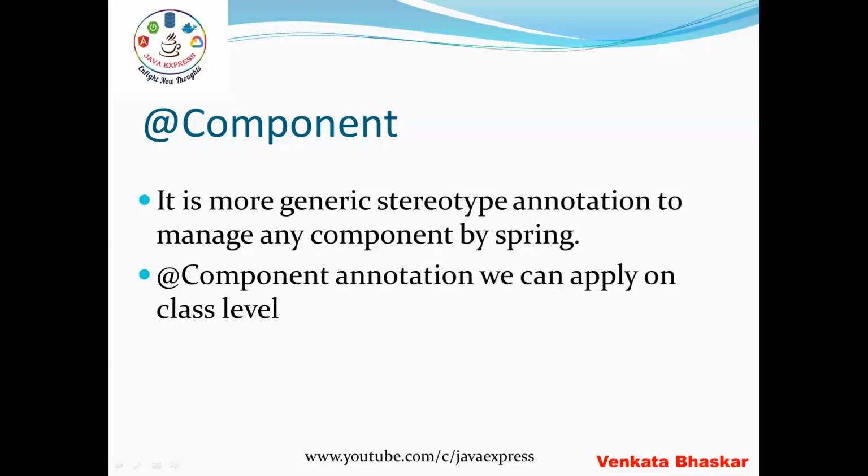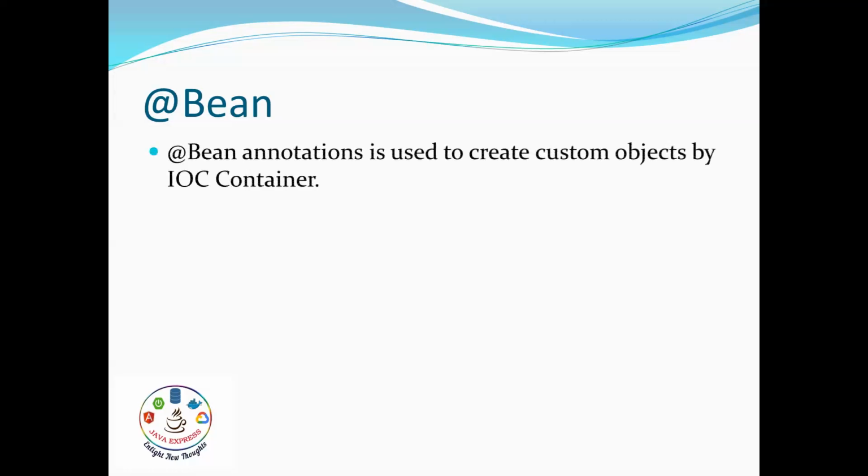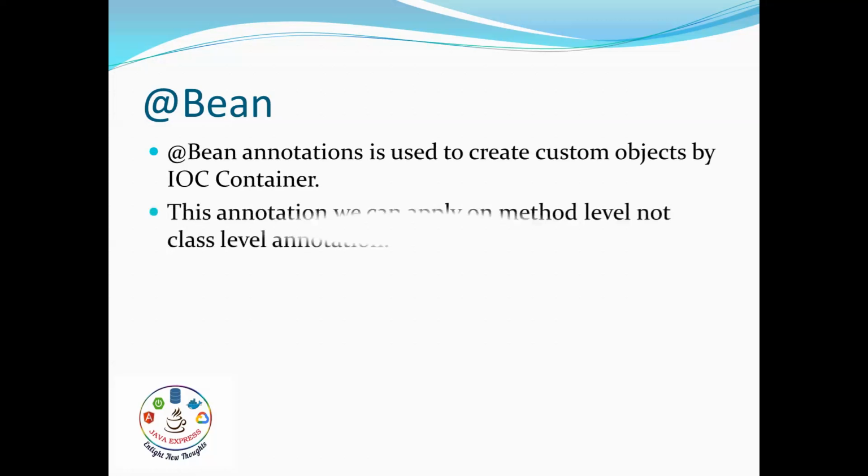And we have another annotation called @Bean. Why do we need @Bean? This annotation is used to create custom objects. If I want to create any custom object which is available in another library, then I need this @Bean annotation. Whenever you apply @Bean, immediately the IOC container will execute your method. @Bean annotation we can apply at the method level, not at the class level.